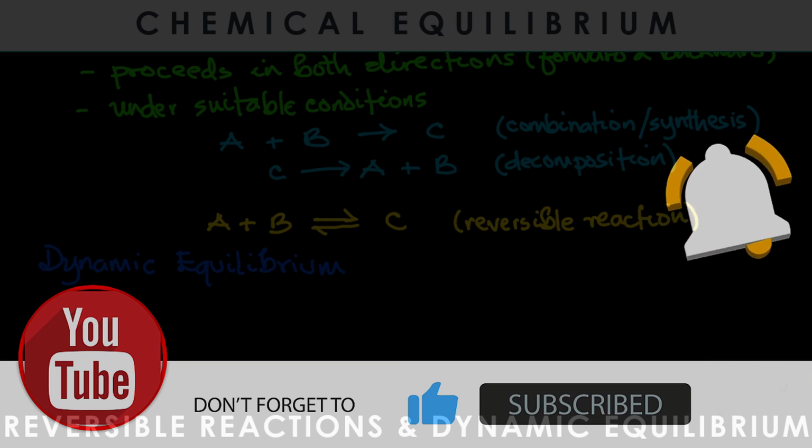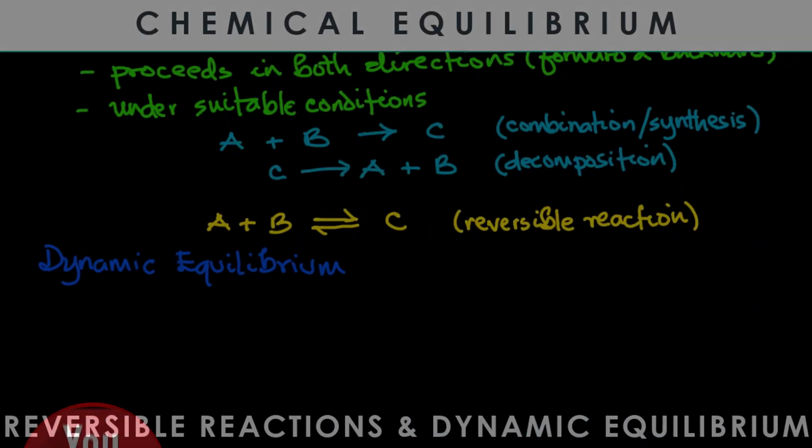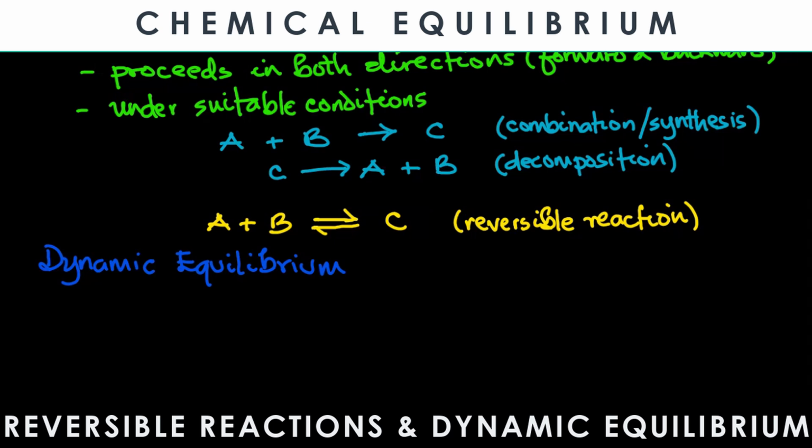Are we together? The rate of the forward reaction being equal to the rate of the backward reaction. When the rate of the forward reaction equals the rate of the backward reaction, and the concentrations of the products and reactants remain constant, in other words, they do not change, that's what we call dynamic equilibrium.